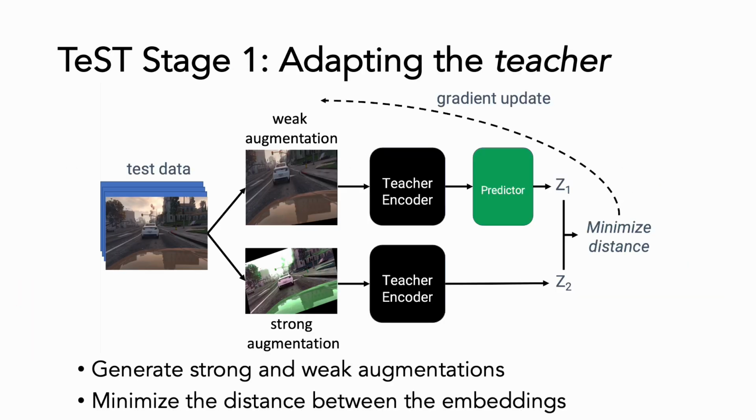TeST fine-tuning happens in two distinct stages. First, the model is copied to a teacher and a student network. The teacher is trained to learn invariant representations from the data by performing consistency regularization in the learned embeddings between a strong and a weak augmentation of the same image.